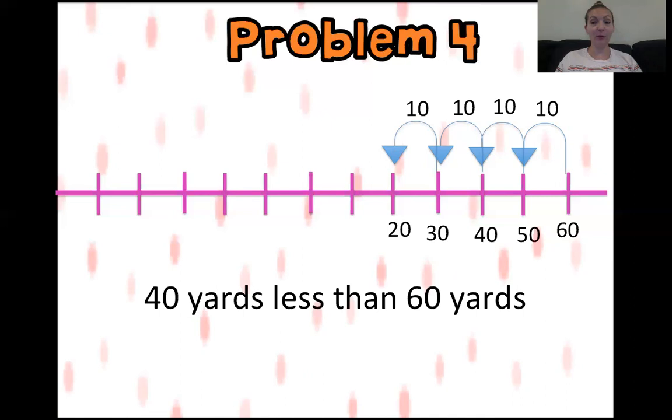Notice how here, when we subtracted, we started on the other side of the number line and we worked backwards because we're trying to find a number that's less than 60, not a number that's more than 60.